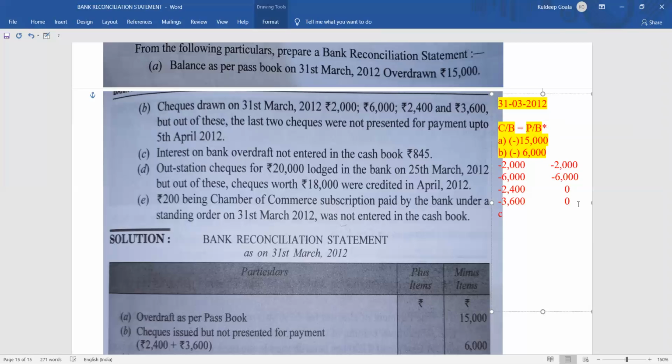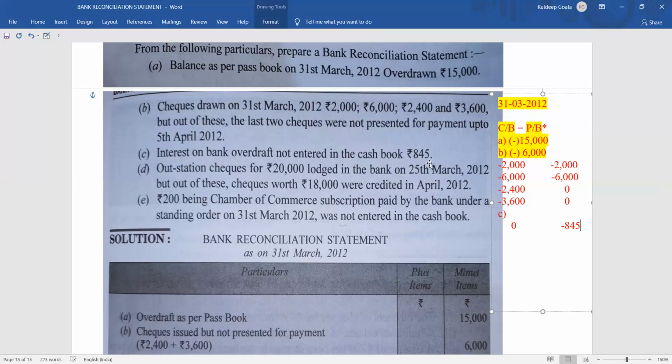Okay, now coming to the next one, point number C. Now in point number C, what we can see is that interest on bank overdraft not entered in the cash book, rupees 845. Not entered in the cash book means cash book is 0. And obviously it is entered in the passbook, otherwise we will not come to know that there was interest on overdraft. So what is the amount?